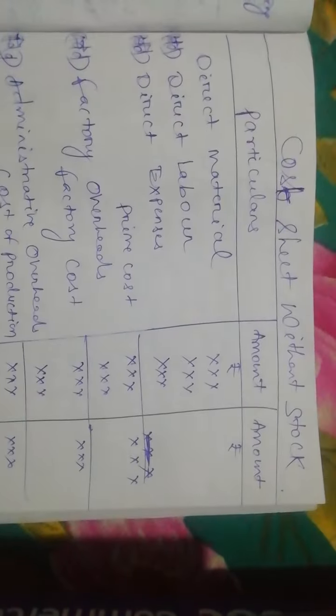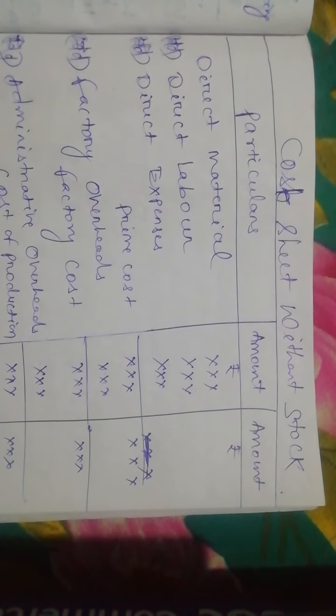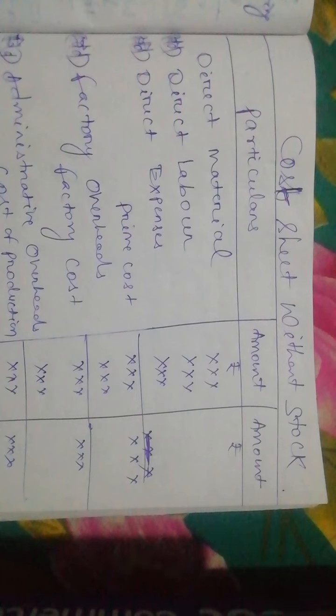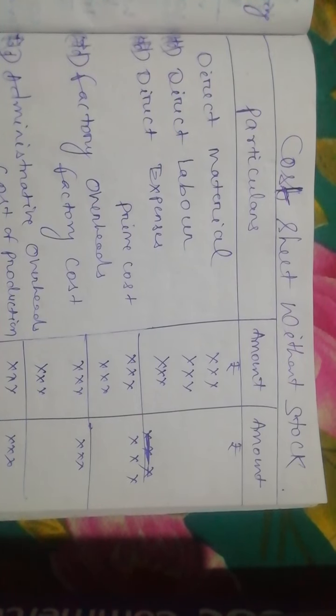And another point is cost sheet. In cost sheet, one prime cost is to be determined, that is direct material, direct labor plus direct expenditure. It will be called prime cost. Okay. So in cost sheet, this is cost sheet without stock. Another will be cost sheet with stock. But in this class, I have decided to cover cost sheet without stock.